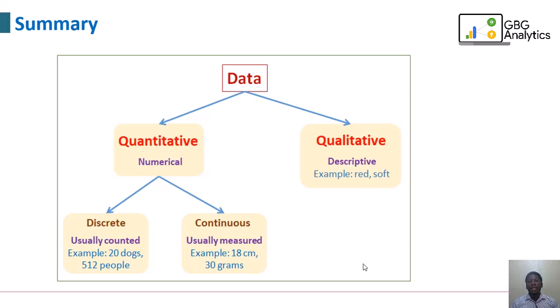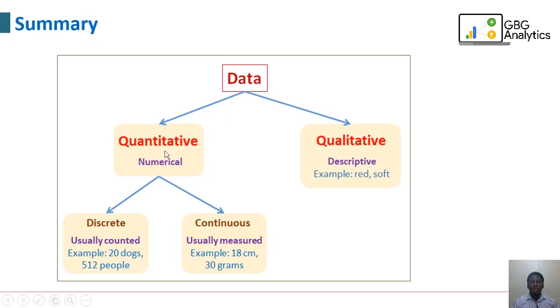And we also see that data can be divided into two. We have quantitative and we also have qualitative. And you can identify quantitative data by its nature, which is it must be numerical, that is, it must be purely number. You may also identify qualitative data through description. For example, is it red? Oh, it's soft, as you can see, through the description of the nature of the data.